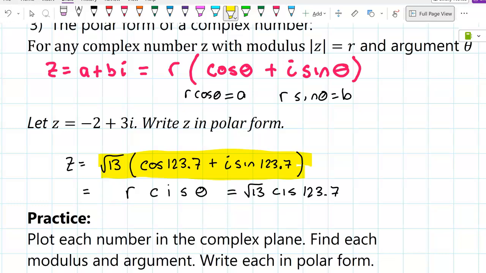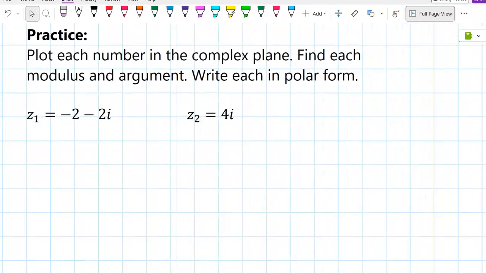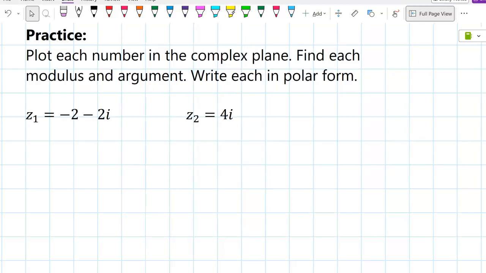Now, let's practice. This is your turn. So sketch out a complex plane. Please find the modulus and argument of each of these numbers, and then write each number in polar form just to see how it goes.